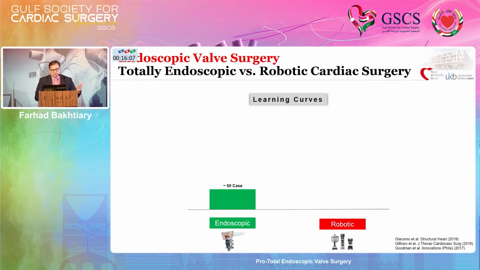The learning curve, Dr. Schein has already mentioned. I think in our center, they need 50, 60 cases to get very routine with AVR. We do 40 hours of simulation on our simulators for residents and staff surgeons before they come to the operating room. And this is the learning curve based on the literature which you need to get a level of expertise for the robotic approach for cardiac surgery. So it is very complex. The learning curve is very, very complicated.